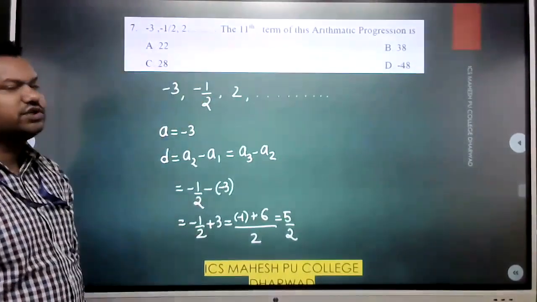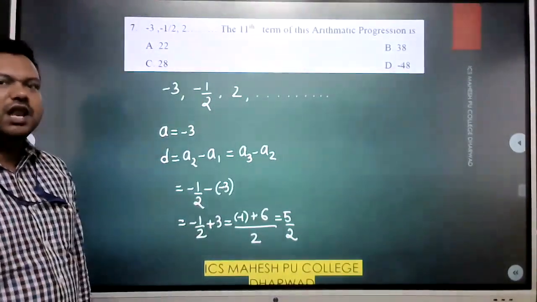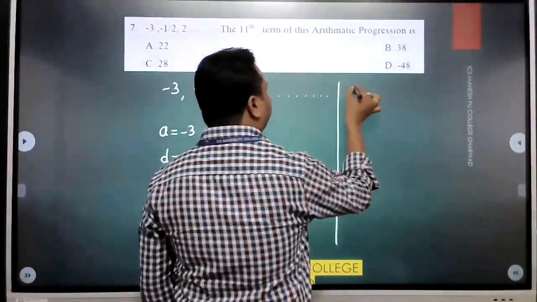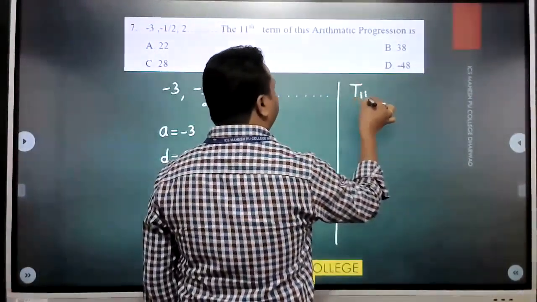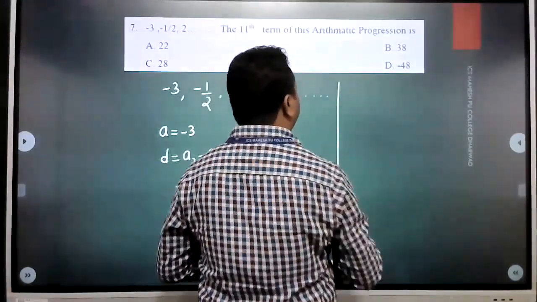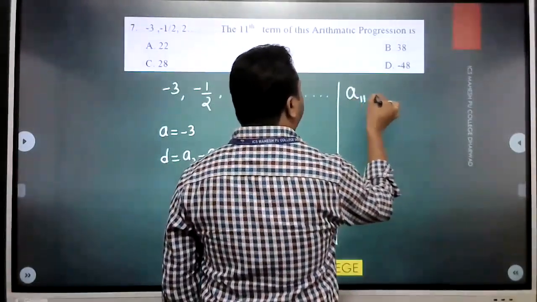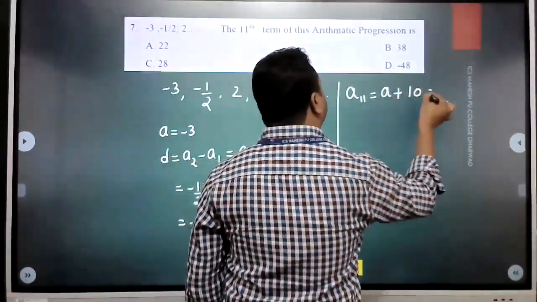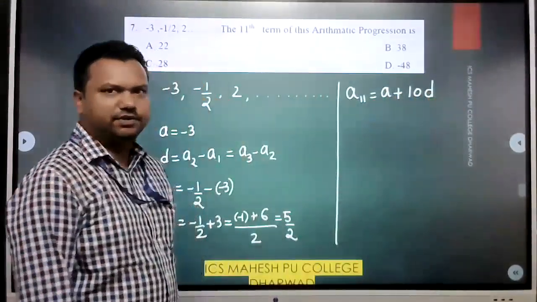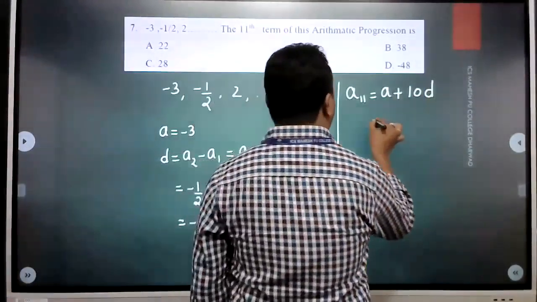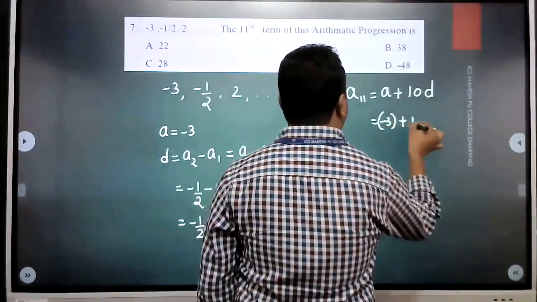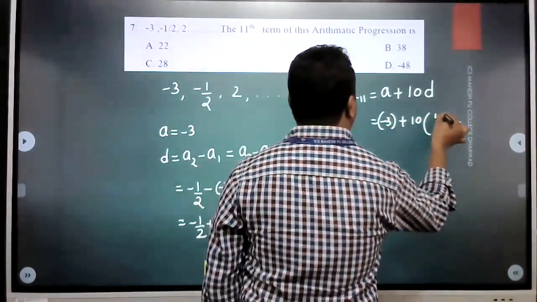Now see, what is the question? The question is all about finding the 11th term. Therefore, how to find the 11th term? A11 is equal to A plus n minus 1 into d. So that becomes 10d. Substitute the value. What is the value of A? Minus 3, plus 10 as it is. What is the value of d? 5 by 2.